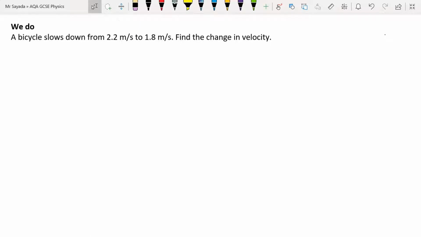So how do we find a change in velocity? You should have said it's the final velocity minus the initial velocity. What's the final velocity here? The final velocity here is 1.8. What's the initial velocity here? The initial velocity here is 2.2. So we're actually minusing a bigger number from the smaller number. So that actually gives us minus 0.4.